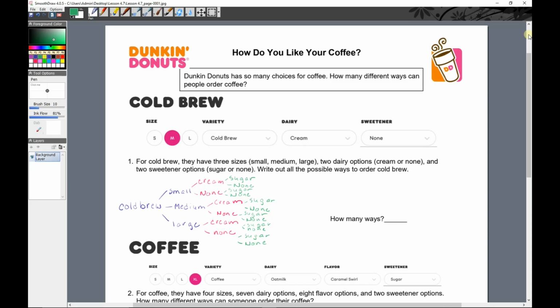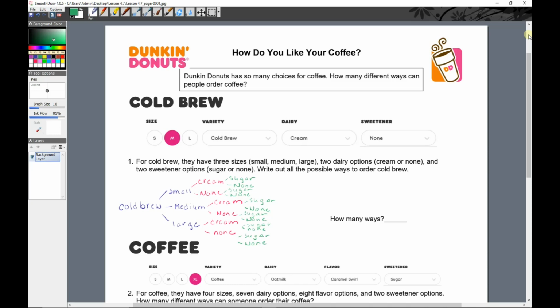So starting out, this is about Dunkin' Donuts. For cold brew, they have three sizes, small, medium, and large, 2 dairy options, cream or none, and 2 sweetener options, sugar or none. Write out all the possible ways to order cold brew. Now, you could reduce small, medium, and large to S, M, and L, and then cream, no cream, sugar, no sugar. Maybe get those down to all single letters, and you can write them all out in triplets to see how many different combinations or different orderings you get.